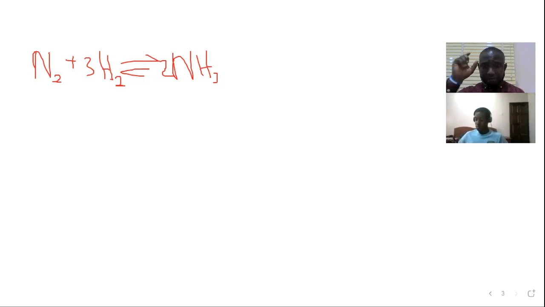And something very, very important is this. Equilibrium position is not affected by the presence of a catalyst. Man, that is very important. Equilibrium position is not affected by the presence of a catalyst. Rather, it only quickens the rate at which equilibrium is achieved.